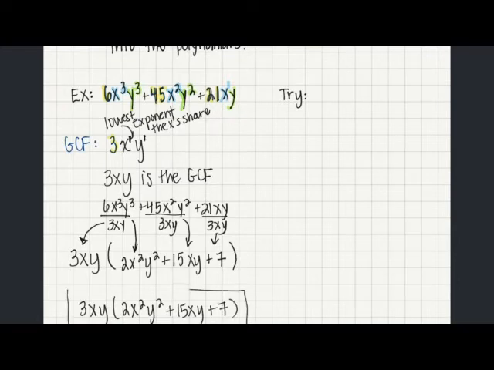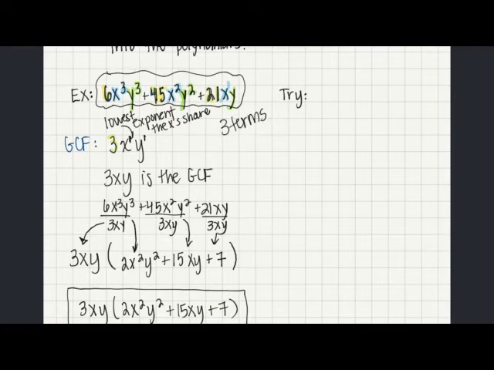Now that 3xy on the outside of the parentheses is extremely important because what we created here was a product. We went from three terms to one term connected by multiplication. If I were to distribute that 3xy through to the three terms, I would get what I started with, which is 6x cubed y cubed plus 45x squared y squared plus 21xy.